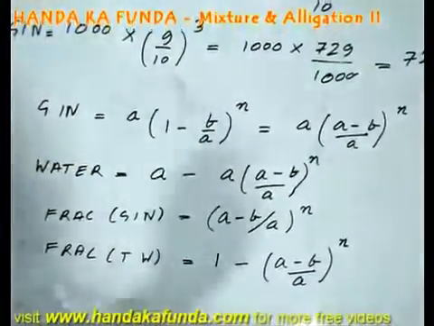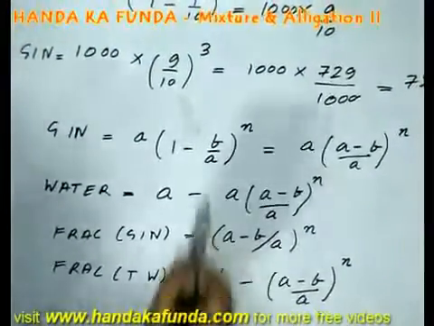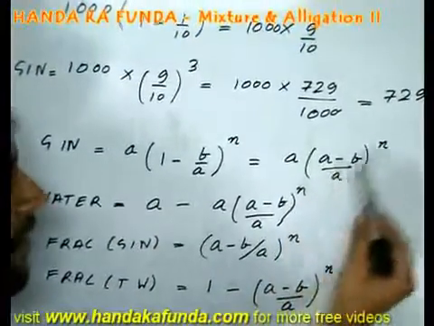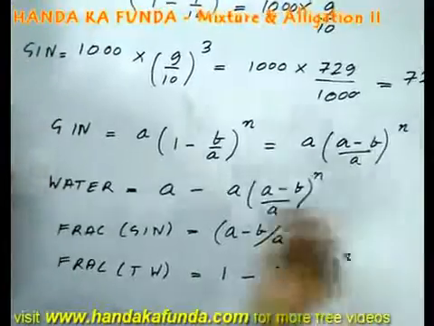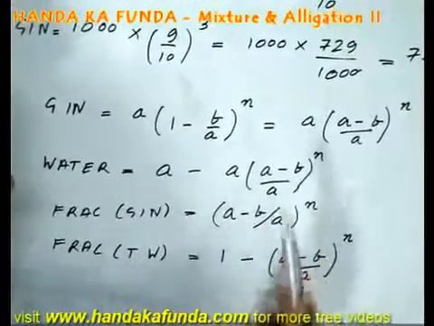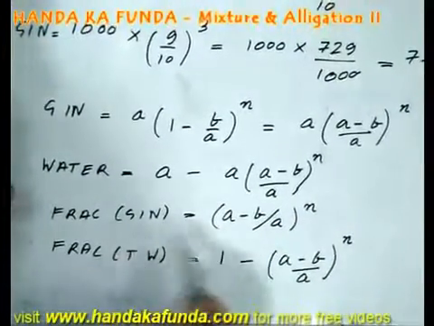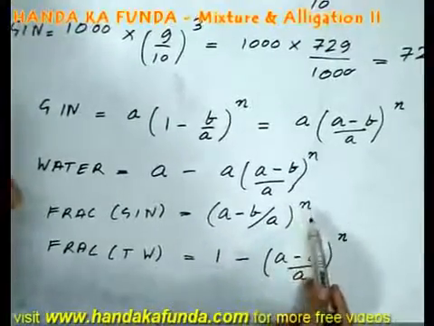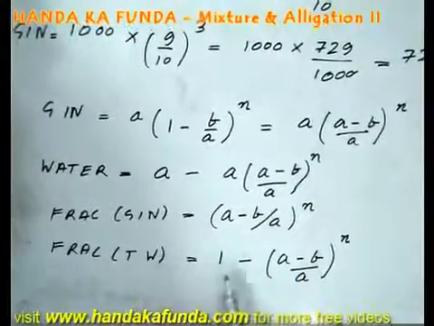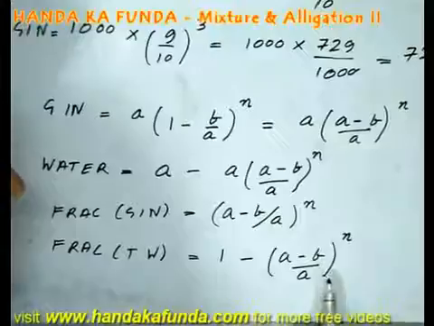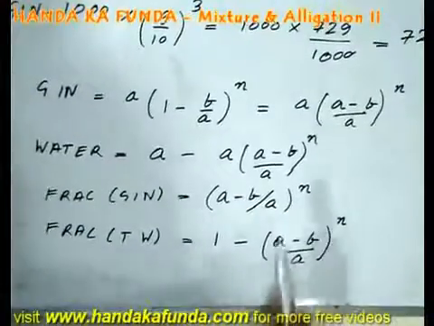Please remember, final quantity of gin: A into ((A minus B) by A) to the power of n. Final quantity of water: total minus the gin. Final fraction of gin: ((A minus B) by A) to the power of n. Final fraction of tonic water: total, which is 1 minus ((A minus B) by A) to the power of n.